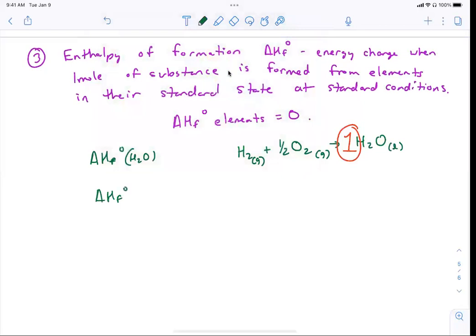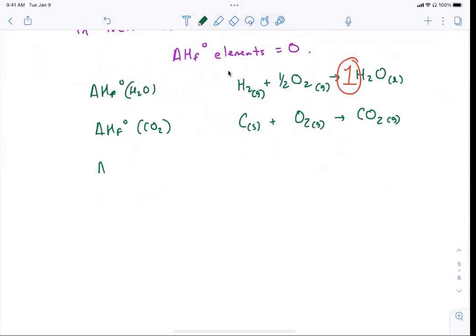So if I wanted the enthalpy of formation of CO2, what would my reactants be? C, and then O2, and coincidentally, it's already balanced, so you don't need any coefficients. We'll do one more because this is leading to the way to calculate this. CH4: C solid plus 2H2 gas yields CH4 gas. I'll give you a second to write stuff down.